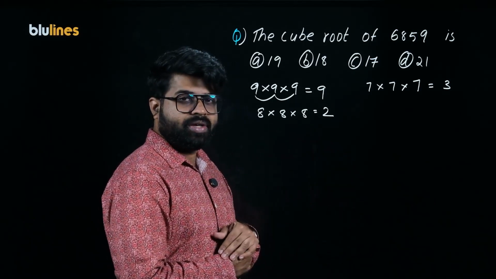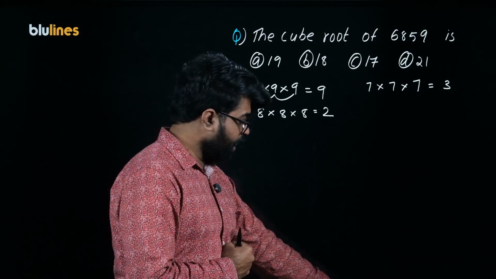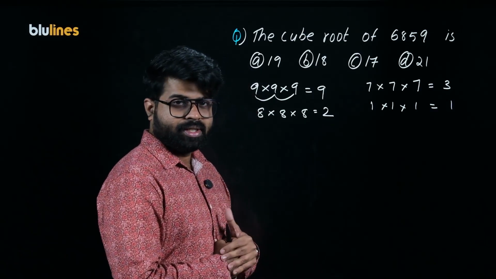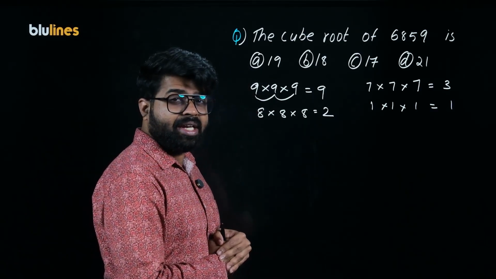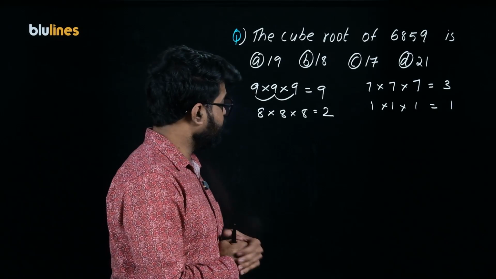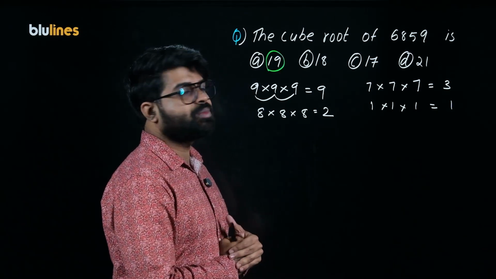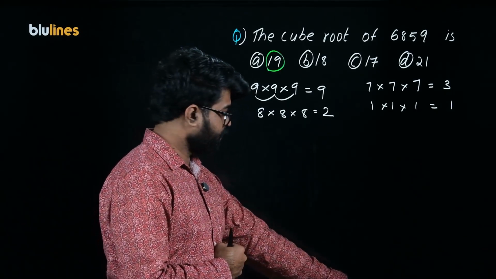And next we go for 21, the unit place is 1. So 1 multiplied with 1 multiplied with 1 is equal to 1. So the only number which has 9 in its units place is 19. You can see that. So the answer must be equal to 19.